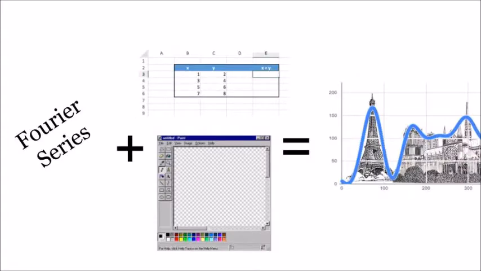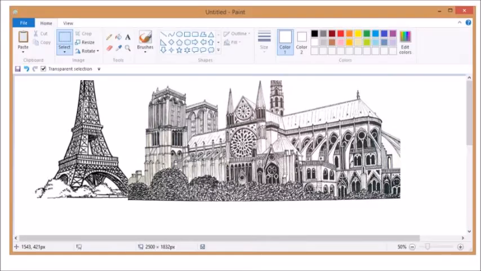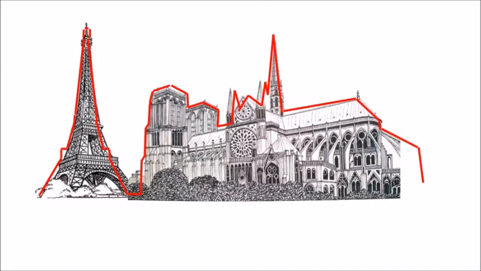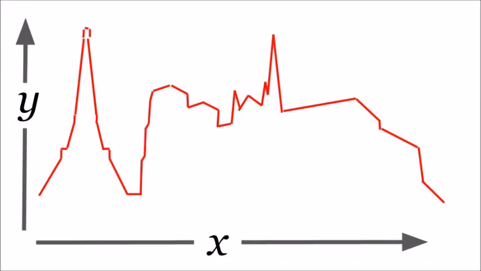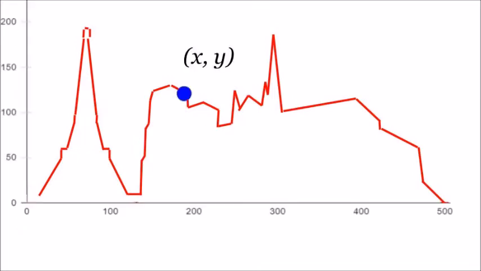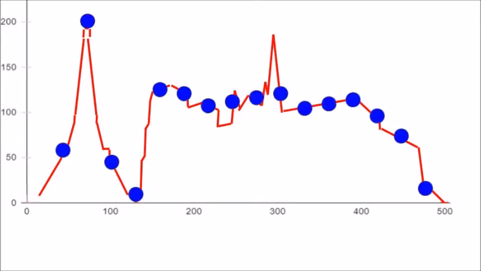Let's do it. Get a picture, put it in Paint or Google Drawing or something simple like that, make an outline. This is our function. This is a major limitation, because being a function, each x value can only have one and only one y value. Boo. This is the brute force method. Choose how many evenly spaced x values you want. I'll take 500, and then get a y value for each x, which takes a while.